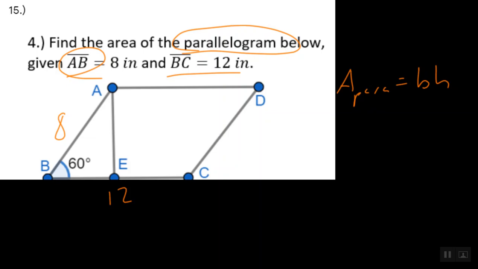Well, check this out. If we were able to find this height, let's call that h, we would be able to find the answer because we already know the base. Our base here is 12, but we don't know the height.